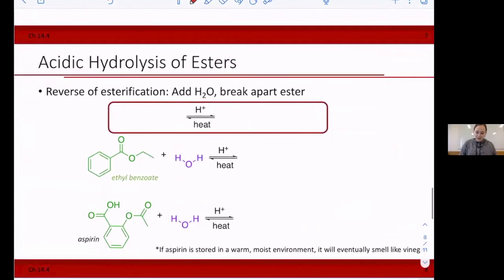So an acidic hydrolysis of esters is going to be the exact reverse of esterification. So we had an equilibrium process with an esterification. So it's the same exact thing. You have acid and heat, and it's going to do the opposite. So if we had started with an ester and water, we would then form a carboxylic acid and the corresponding alcohol.